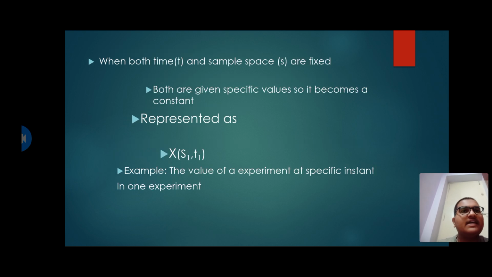Next, when both time and sample space are fixed, both are given specific values, so it becomes a constant, represented as X(s1, t1). Here, both time and sample space are fixed, so it represents a constant value. Example: the value of an experiment at a specific instant, like at one time interval for that specific experiment, the outcome is checked and observed through this.